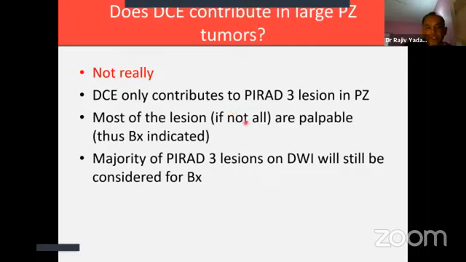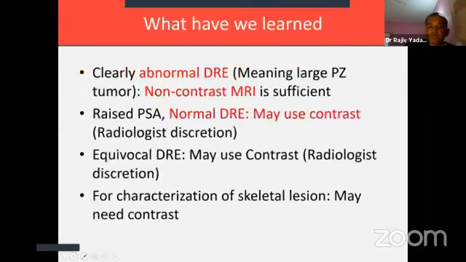So most of the lesions, if they are palpable and where biopsy is indicated, you don't need any contrast MRI. The majority of the PI-RADS lesions on diffusion weighted image will still be considered for biopsy. So what's the point in giving contrast in these patients? So what we have learned till now: clearly abnormal DRE, meaning a large peripheral zone tumor, non-contrast MRI is sufficient.